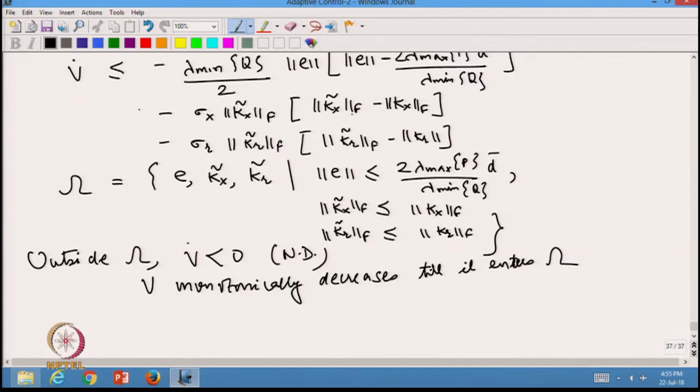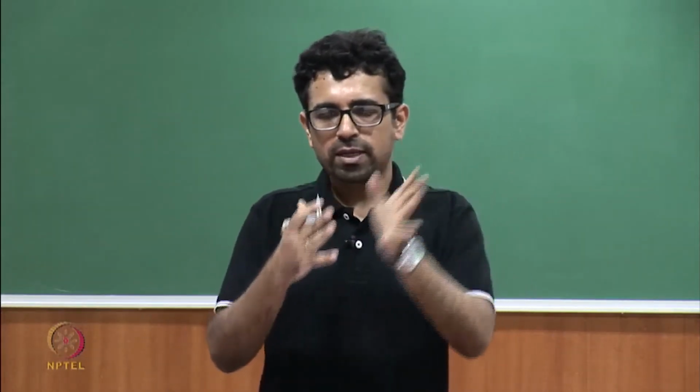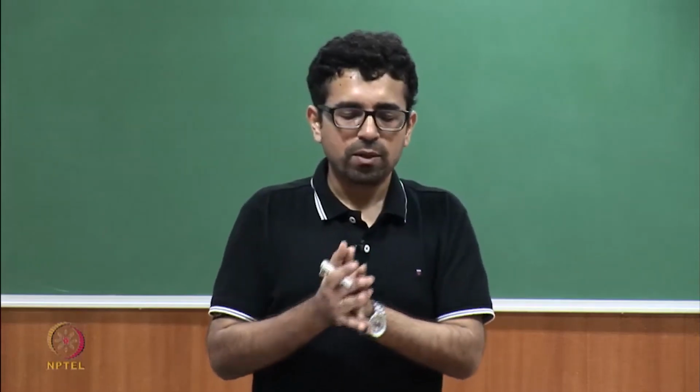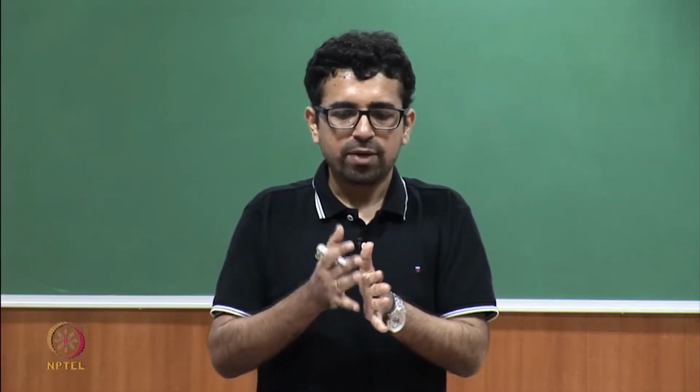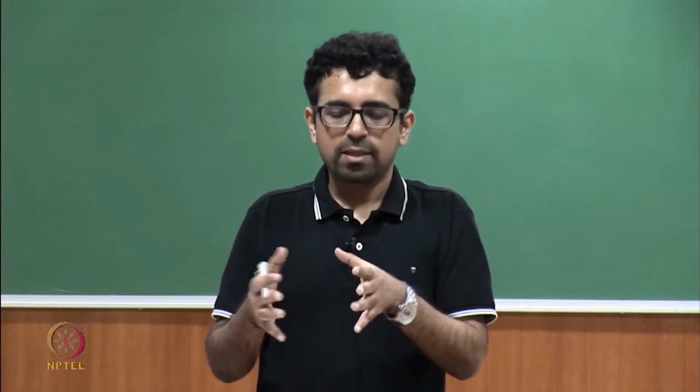So again what we have shown here is that all the error states, the tracking error states and the parameter estimation error states, are bounded for all time. Outside the set V dot is less than 0, which means that V monotonically decreases from its initial value, which means that the tracking error and the parameter estimation error would stay bounded.